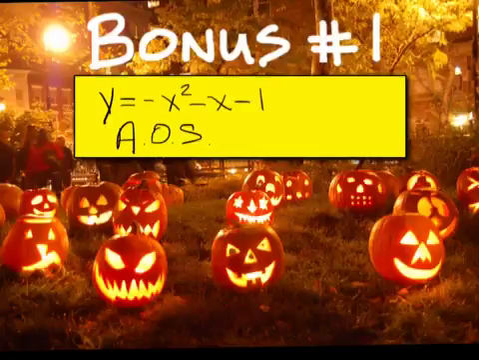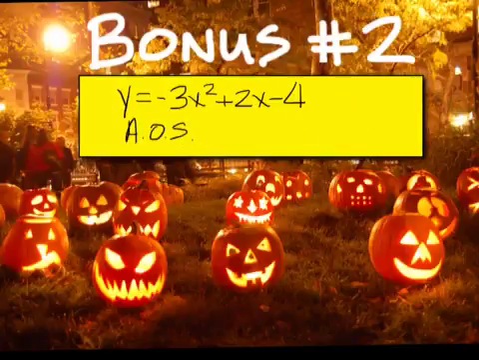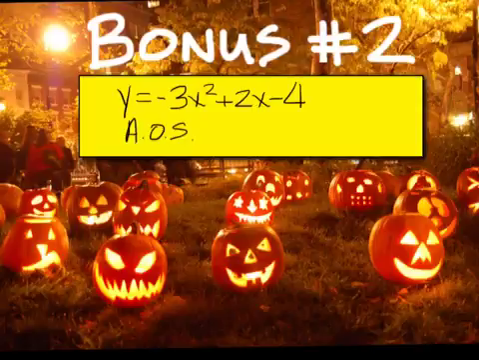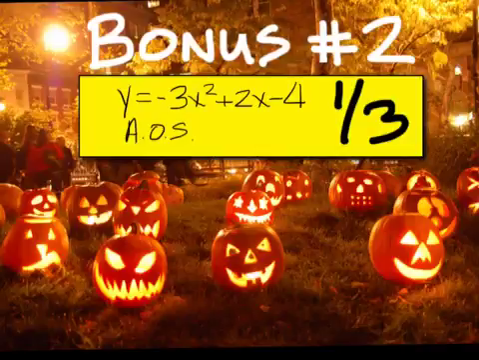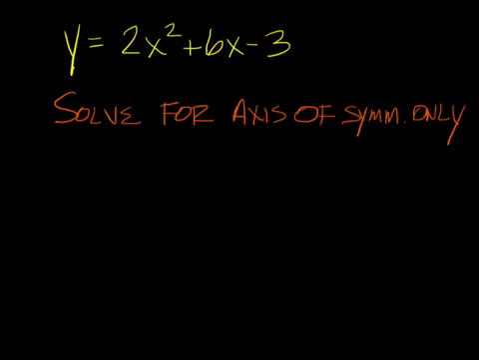The bonus is the axis of symmetry for this equation. This one should be a negative half. Axis of symmetry again. Answer should be 1/3. This is the axis of symmetry. Drop it off, and it's for the same problem that we did for the last practice. So they're consistent all throughout.